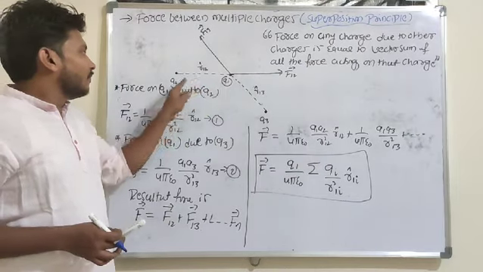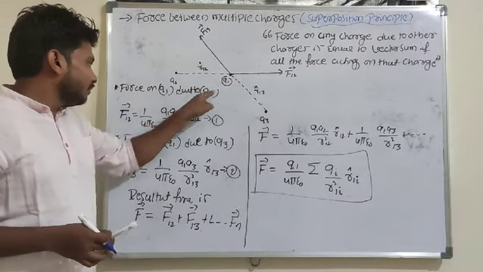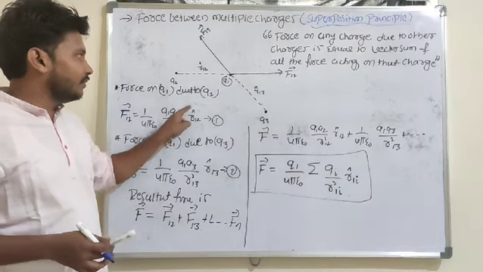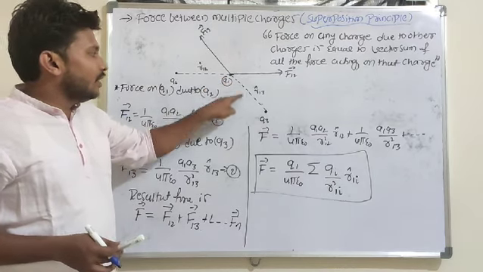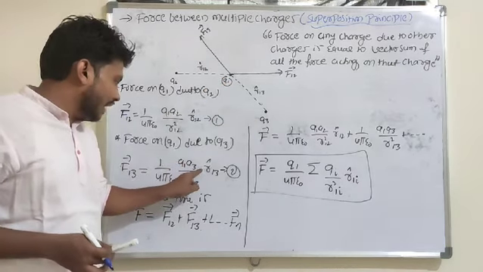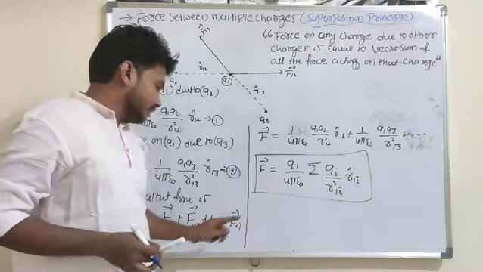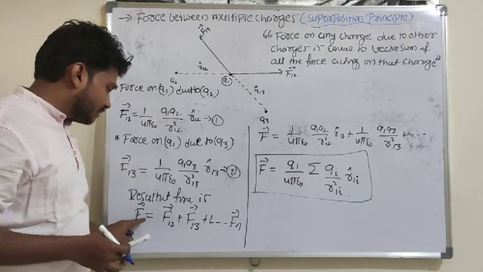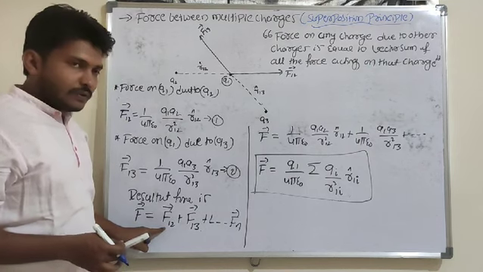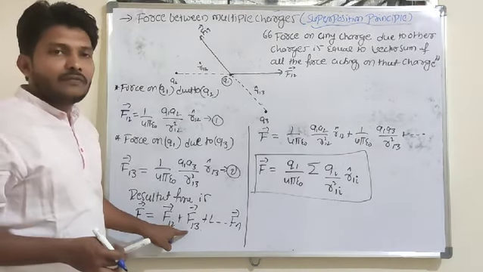Look here, the force acting on charge q1 due to charge q2 is between q1 and q2. The force acting on charge q1 due to charge q3 is between q1 and q3. So the force acting on any charge is equal to the vector sum of the individual forces. Resultant force is equal to F of 1 to 2 plus F of 1 to 3 here.